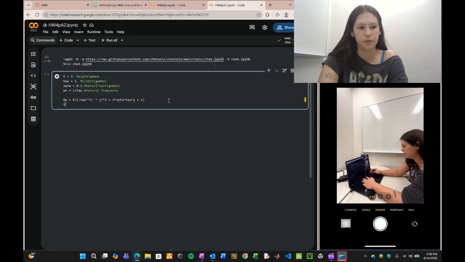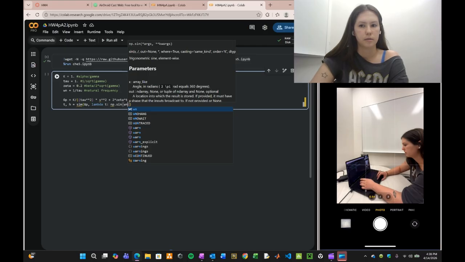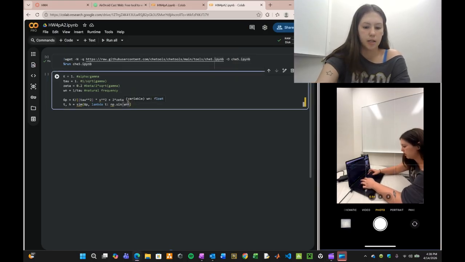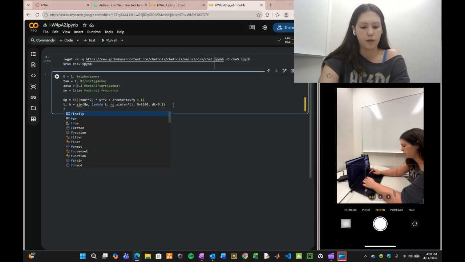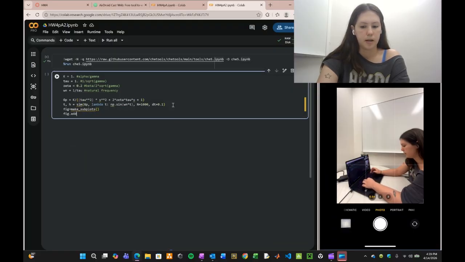And we want to simulate this. So TH equals sim GP. And then lambda T, we want that to be pi times sine of Wn times T. And then we want N to equal 1000 and dt to equal 0.1 again. And then do fig equals make_subplots. Fig.add_scatter, we want x equals t, y equals h, mode lines.